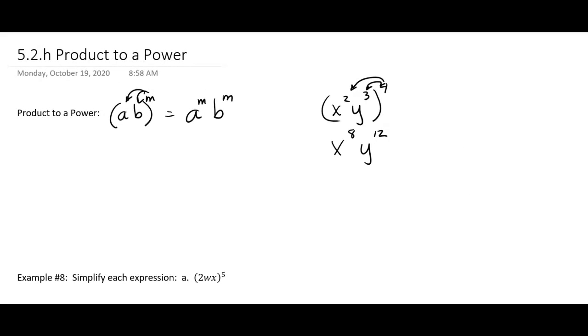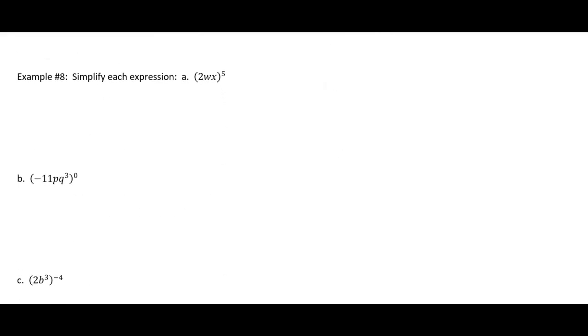Okay. So now they have some examples for us. And one of the things you have to remember is inside the parentheses we have 3 bases. The 2 is a base, the w is a base, and the x is a base. So when we bring in that 5, it's got to be 2 to the 5th power, w to the 5th power, x to the 5th power.